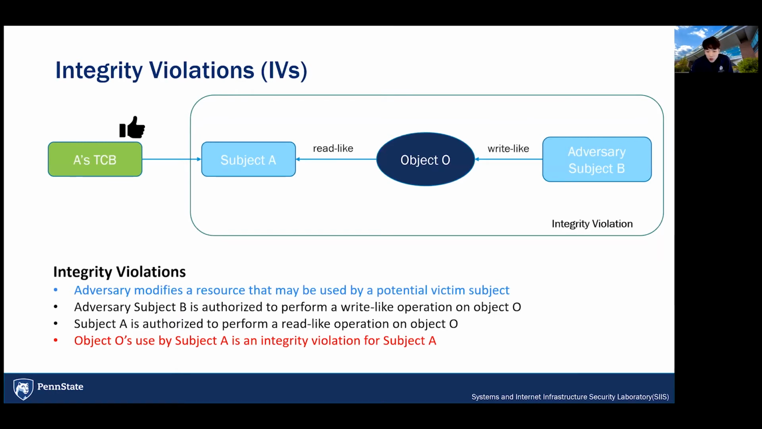We refer to such a risky flow that adversaries can impact as an integrity violation, or IV in this case, which refers to a case where an adversary can modify a resource that may be used by a potential victim subject. In this example, adversary subject B is authorized to perform a write-like operation on object O, and victim subject A is authorized to perform a read-like operation on object O. And in this case, we say object O's use by subject A is an integrity violation for subject A.